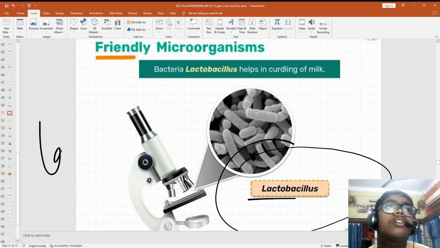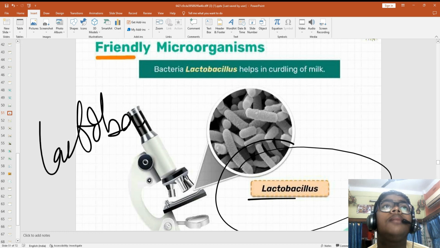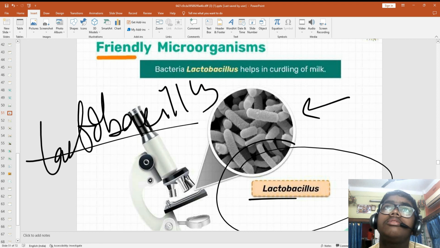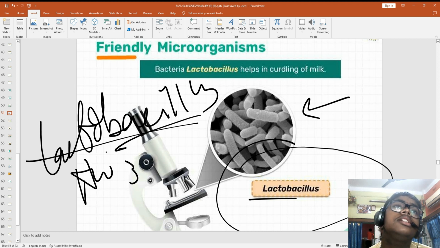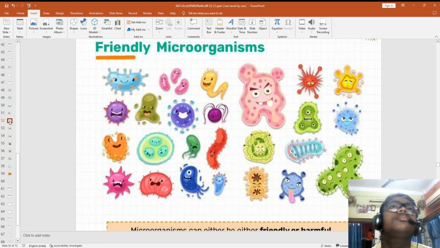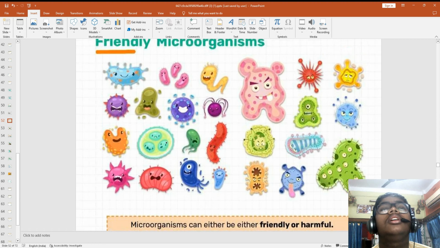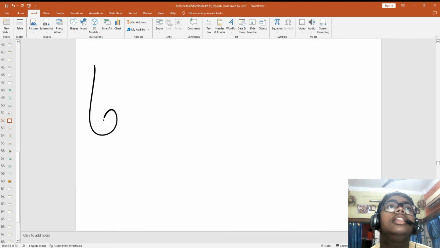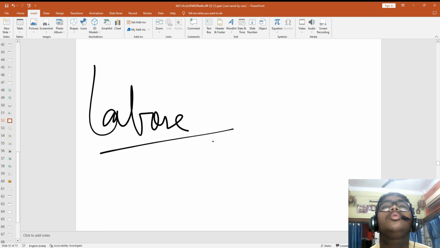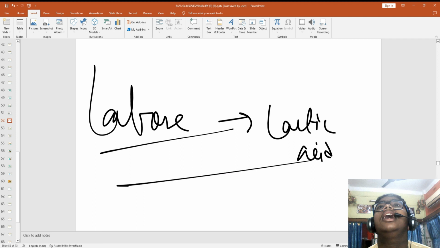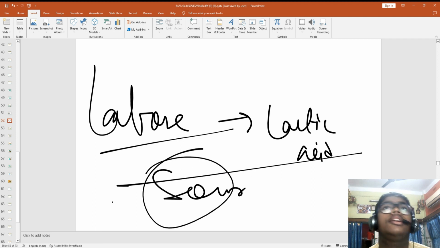Again this word bacillus came. Bacillus means which shape? You can see it in the image also, and give the answer now. Bacillus, homework: what is the shape? Bacillus. Okay. Now, these help to produce curd. They convert lactose into lactic acid that sours the curd.